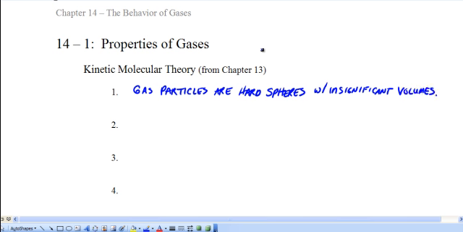Now, are they actually hard spheres? No, they actually have lots of different shapes. Do they have an insignificant volume? Well, it depends on the application. But again, when you're dealing with a model or a theory, you make these assumptions that simplify the process and simplify the relationships, and by doing so makes things a whole lot easier.